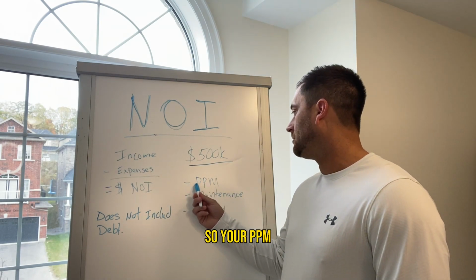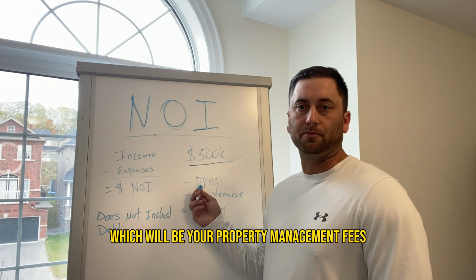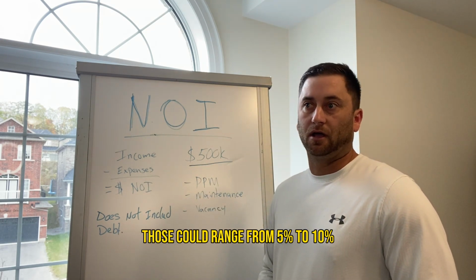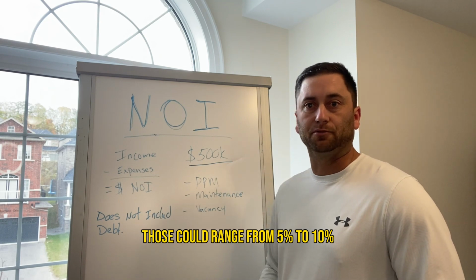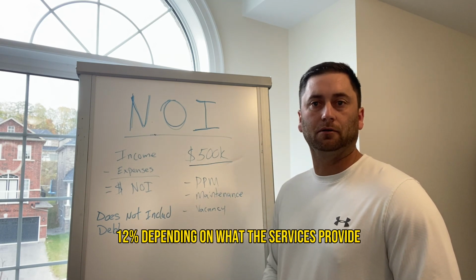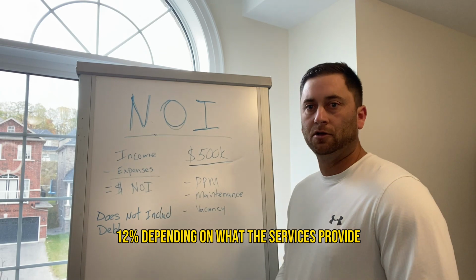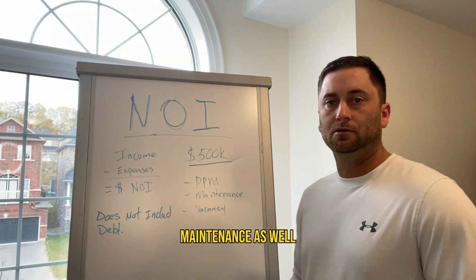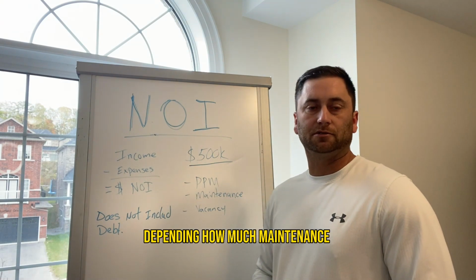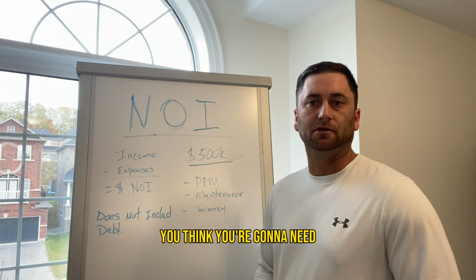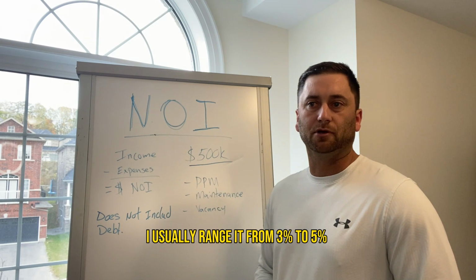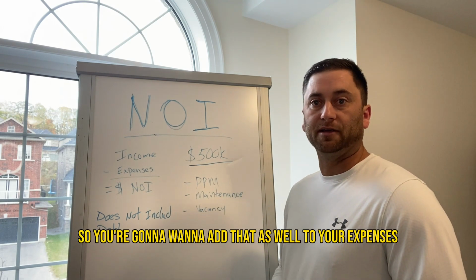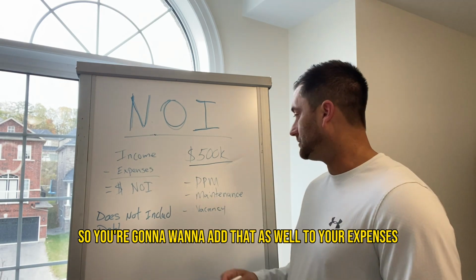So your PPM, which will be your property management fees, those could range from 5% to 10%, 12%, depending on what services they provide. So you're going to want to include that in your expenses. Maintenance as well, depending how much maintenance you think you're going to need for a percentage in the building. I usually range it from 3% to 5%. So you're going to want to add that as well to your expenses.